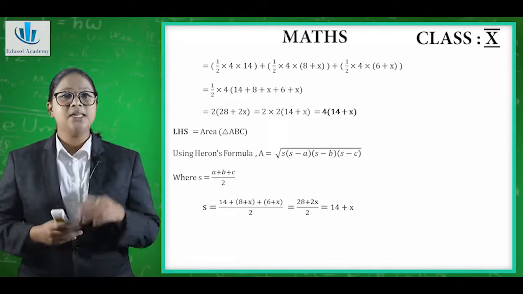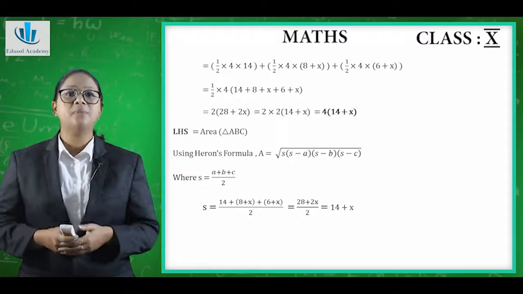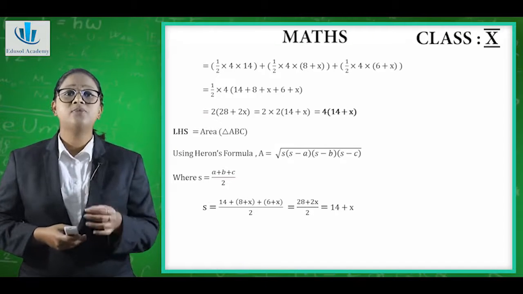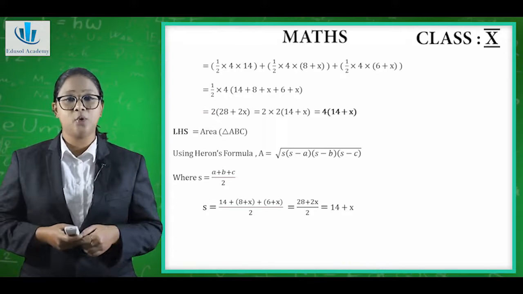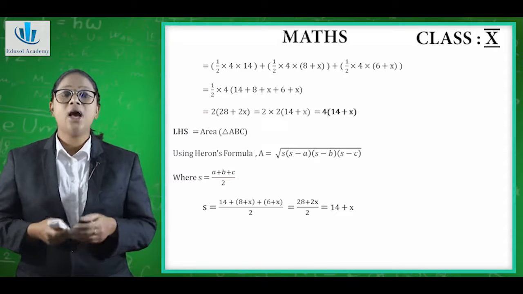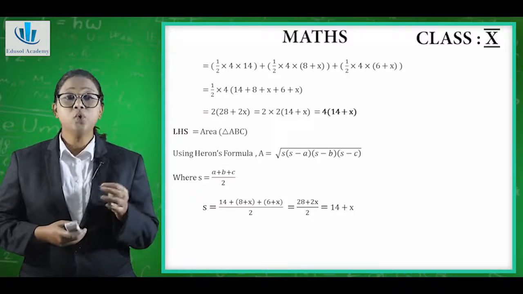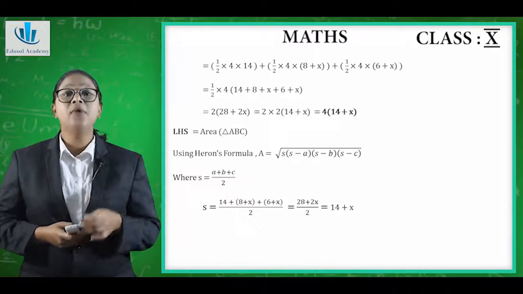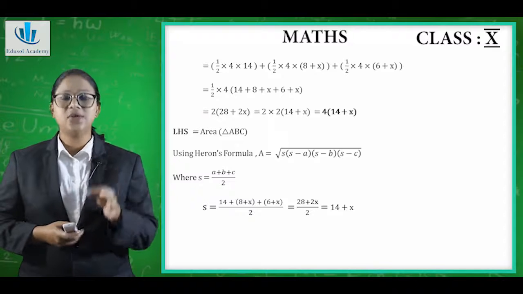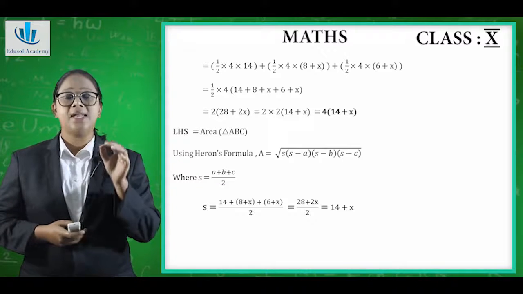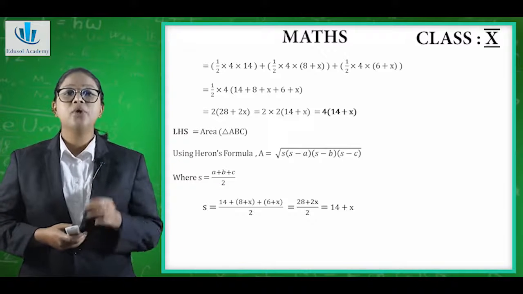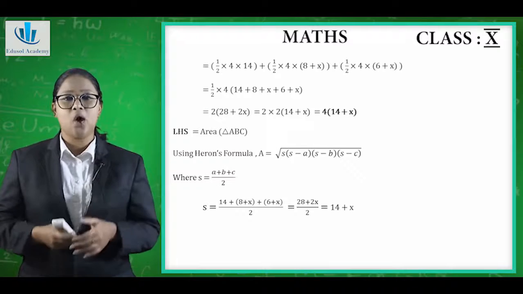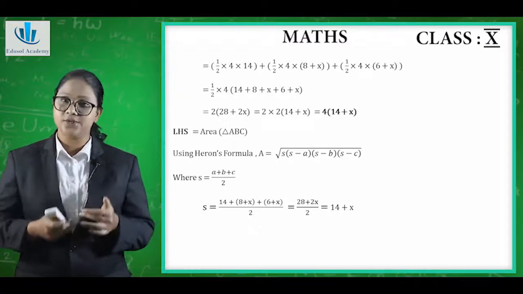Let's pause a while there. Let's move to the LHS, left hand side, that is the area of triangle ABC. For that, we might have to look back at the 9th grade portion, Heron's formula. Area of a triangle can be written as root of S into S minus A into S minus B into S minus C, where A, B, C are the three sides of the triangle and S is the semi-perimeter. So we are going to use the same equation to find the area of triangle ABC, that is the LHS.